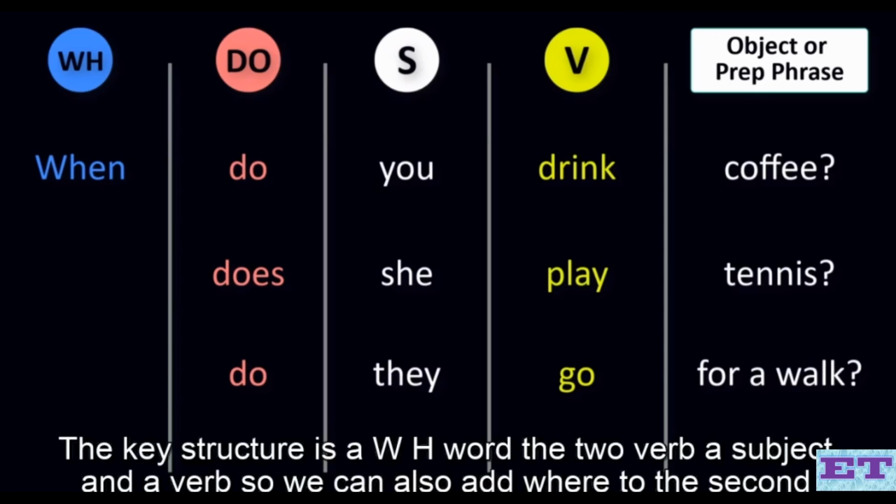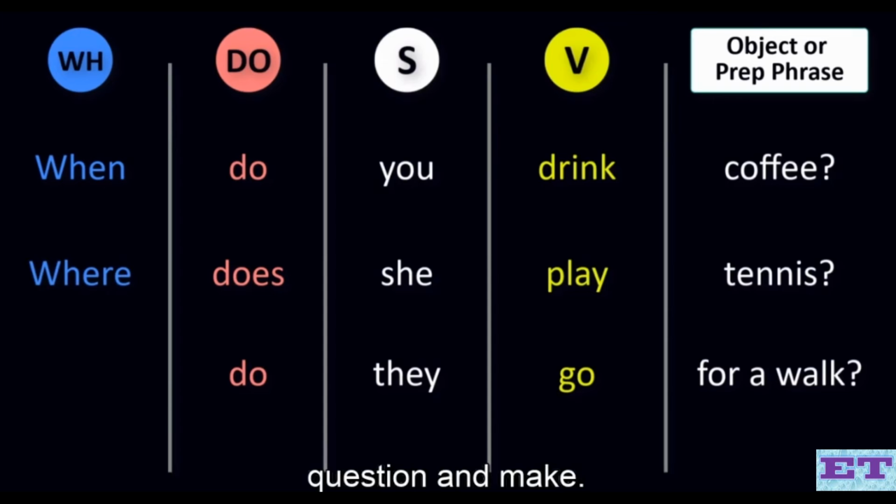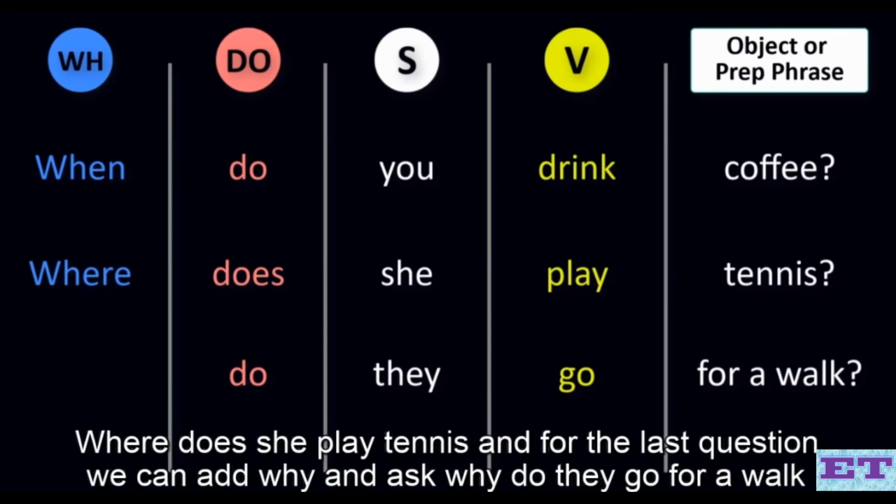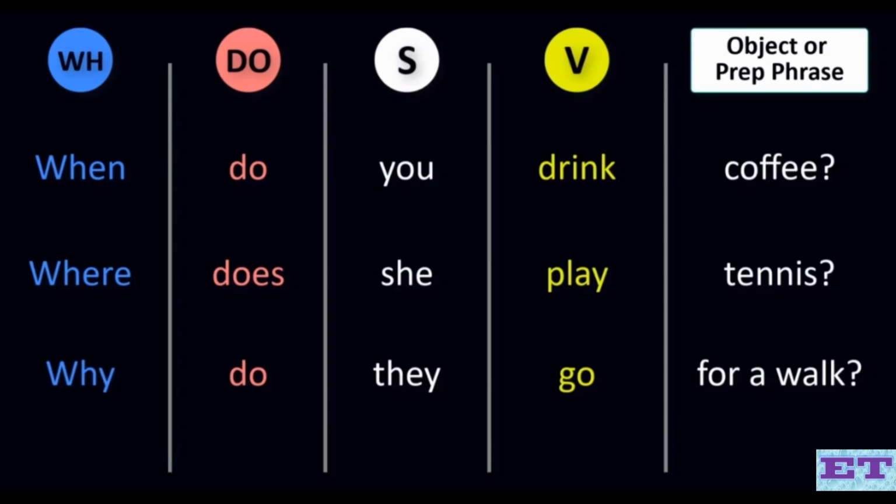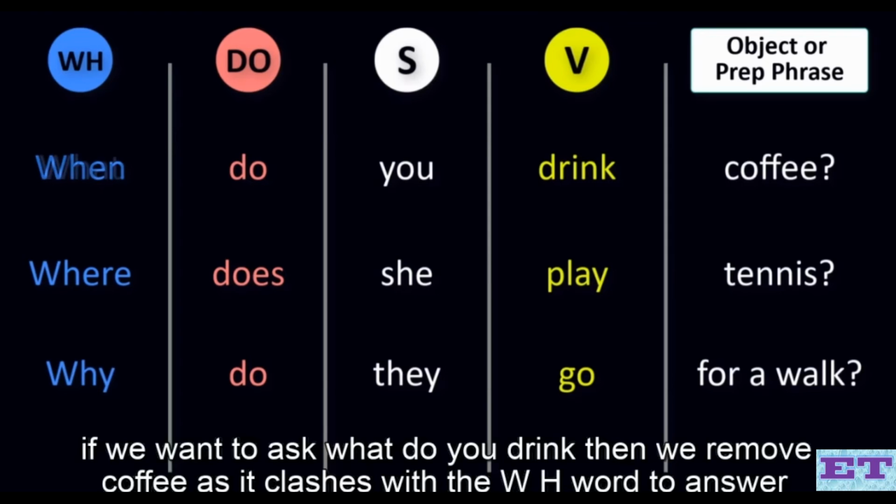The key structure is a WH word, the do verb, a subject, and a verb. So we can also add where to the second question and make, where does she play tennis? And for the last question, we can add why and ask, why do they go for a walk? If we want to ask, what do you drink? Then we remove coffee as it clashes with the WH word.